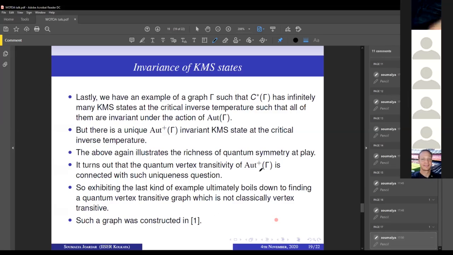Again, as I mentioned in the beginning, the underlying combinatorial object really helps in studying the corresponding C*-algebra. So exhibiting the last example ultimately boiled down to finding such a graph, and that graph was already found. Our contribution was to establish that quantum vertex transitivity is the thing when you want to study the invariance of KMS states.